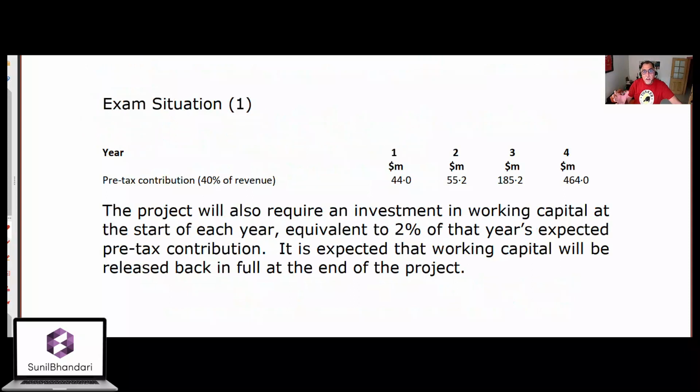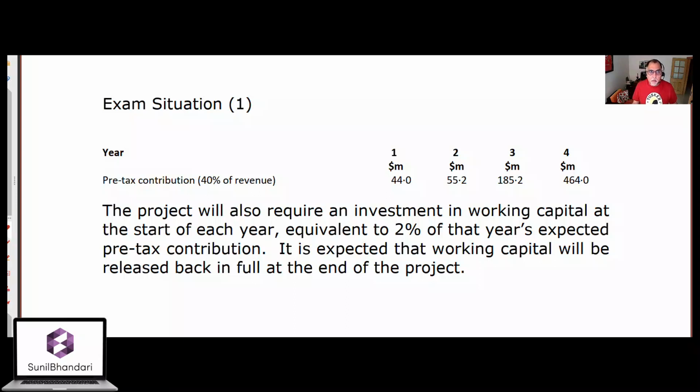So here we have illustration number 1, which came from the most recently published ACCA AFM exam question at the time of recording this video. So you've got some pre-tax contribution, which happens to be 40% of revenue. And the wording extracted from the question, which I'll read here: the project will also require an investment in working capital at the start of each year.